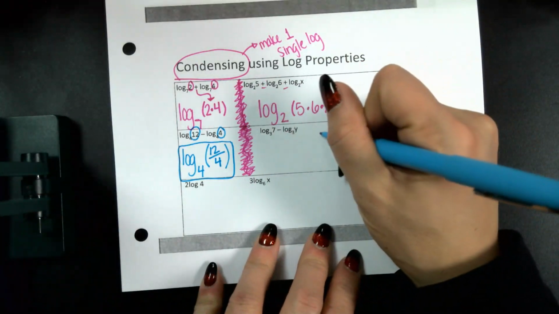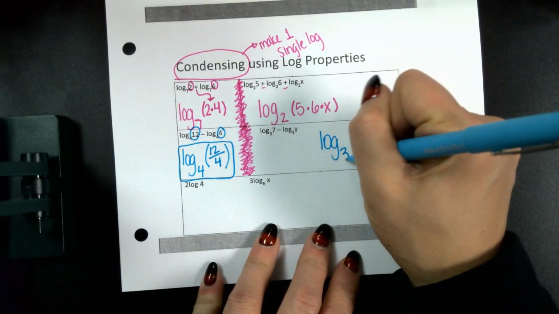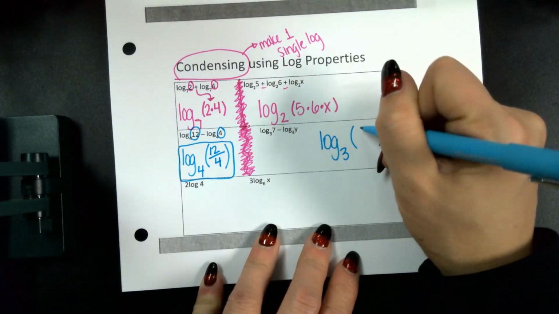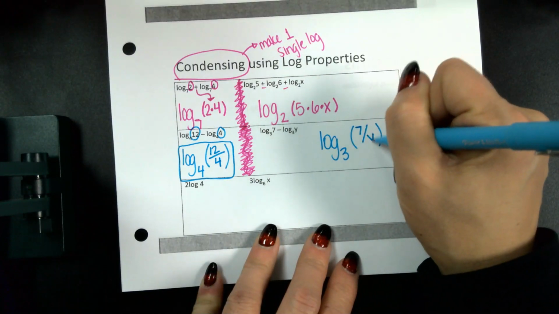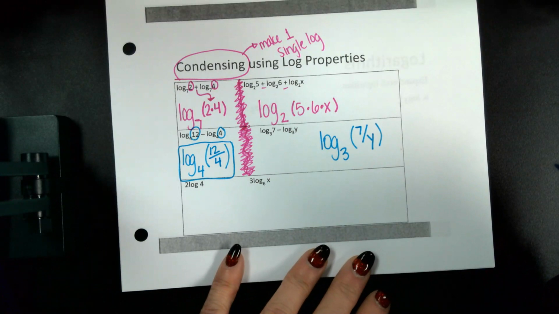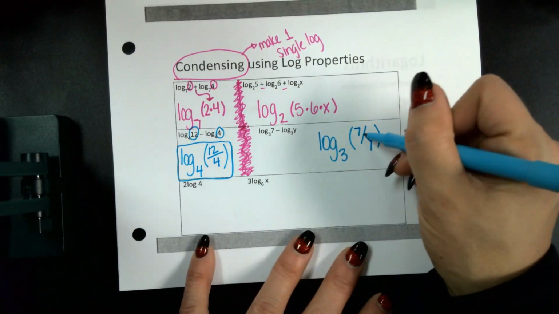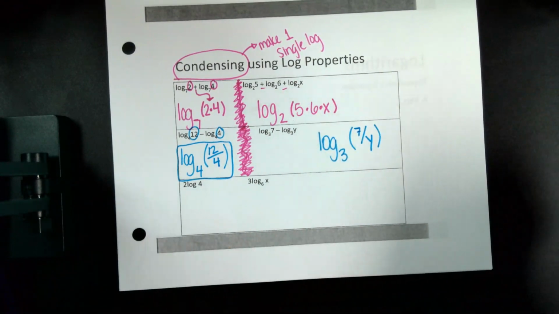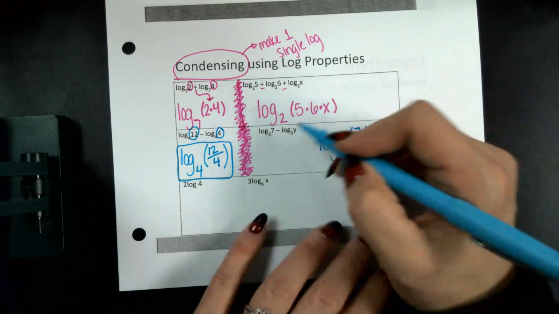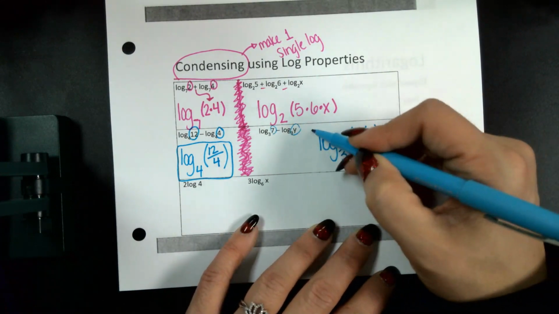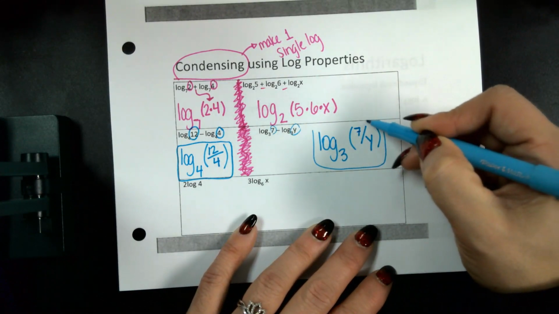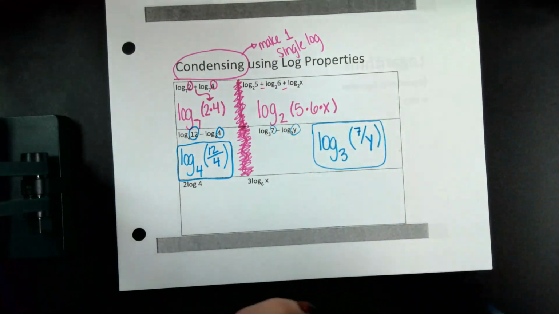Then this one over here, log base 3, 7 divided by y in parentheses. See, there's an example where you wouldn't even be able to do the division anyway, so that's why I just leave it as a division problem. I don't actually do the division or the multiplication, even if I can.